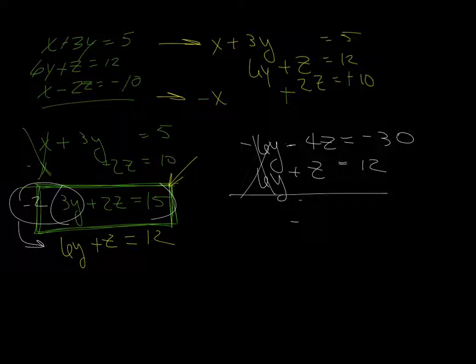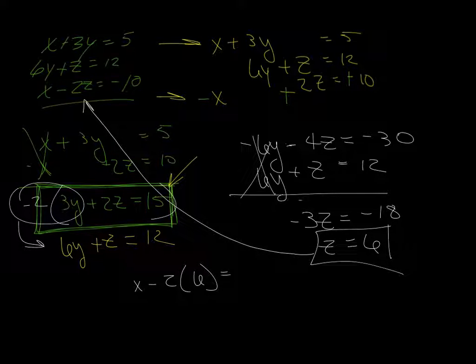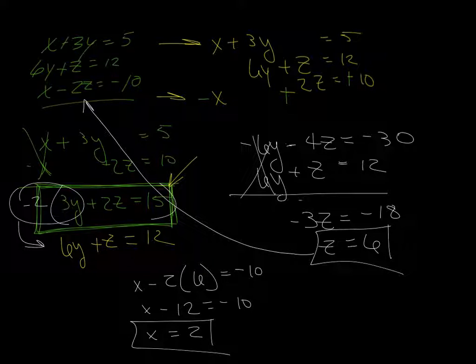Those go away. So z equals 6. Not too bad. Found that. Thank goodness it wasn't a fraction. So now that I know that, I can take this and plug it in there, and I find my x value is 2.